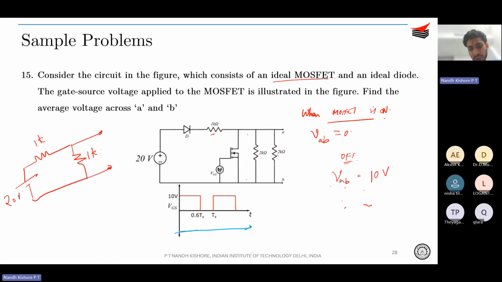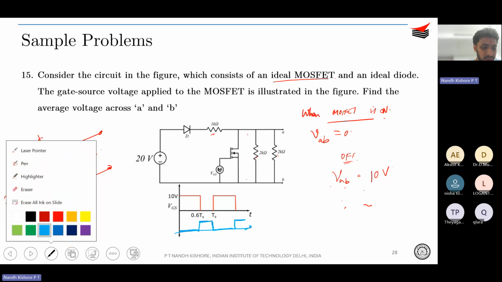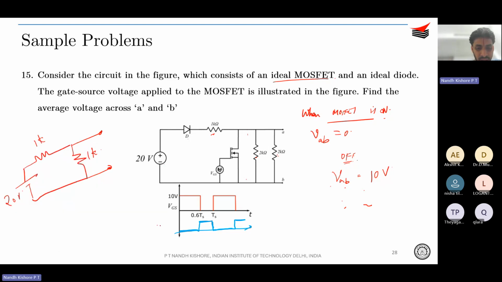So you understand that the voltage is 0 when the MOSFET is on and 10 volts when the MOSFET is off. So VAB will be something like 0, 10, 0, 10 and so on. So what is the average voltage? VAB average. What is the average voltage?